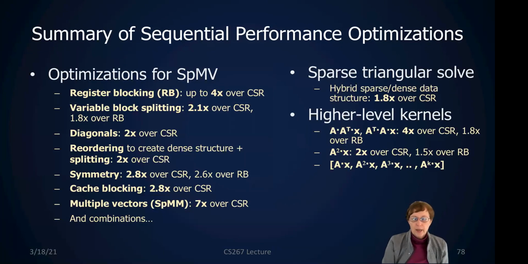Okay, so I haven't gone through all of the different optimizations, but there are a lot of different things that you can do for serial performance optimizations, many of which are going to be important on SMPs as well. And I'll say a little bit more about that. But there's register blocking, which we talked about in some detail. One of the things that you can do is to split the matrix into different size blocks. So variable block splitting would say, maybe I've got part of the matrix that looks like 3x3 blocks, but then I've got a bunch of things left over that are just isolated non-zeros.